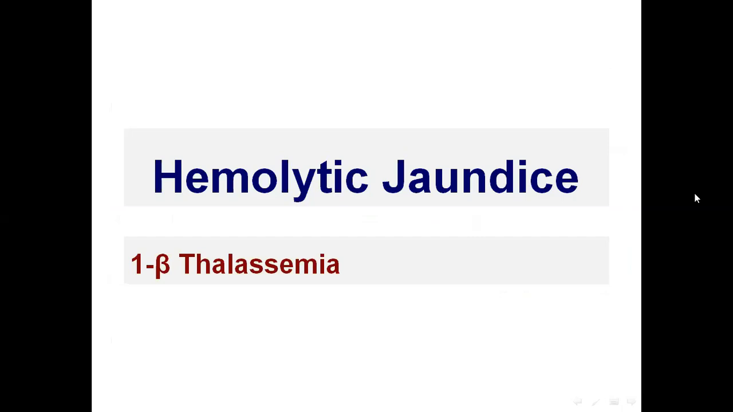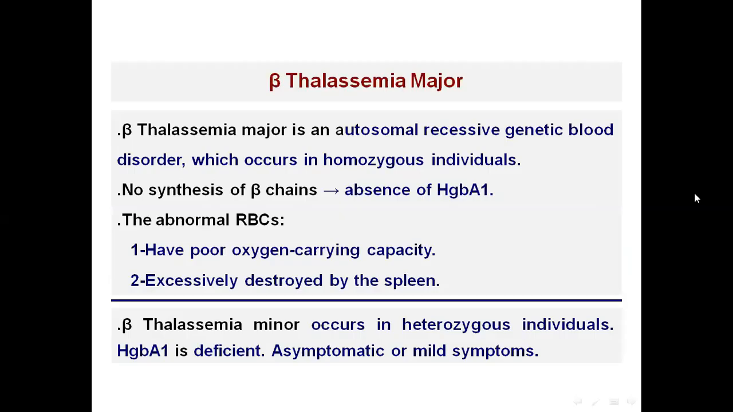We will start with the first type of hemolytic jaundice due to thalassemia. Beta thalassemia major is an autosomal recessive genetic blood disorder which occurs in homozygous individuals where there is no synthesis of beta chains, so there is absence of hemoglobin A1. This results in abnormal RBCs which have poor oxygen carrying capacity and are excessively destroyed by the spleen.